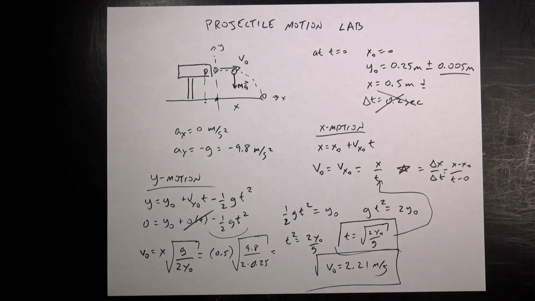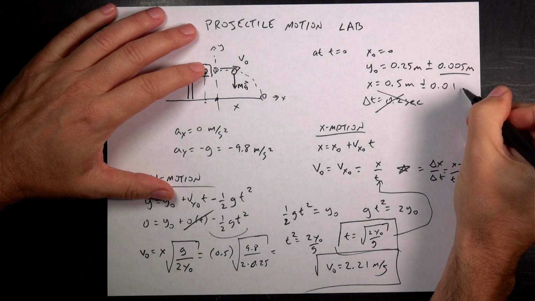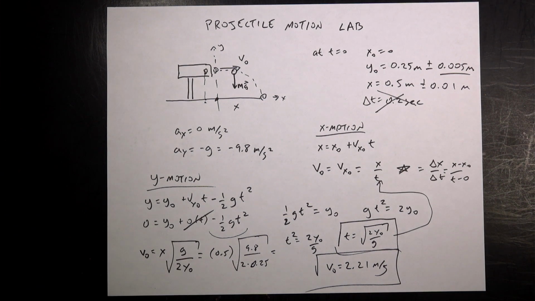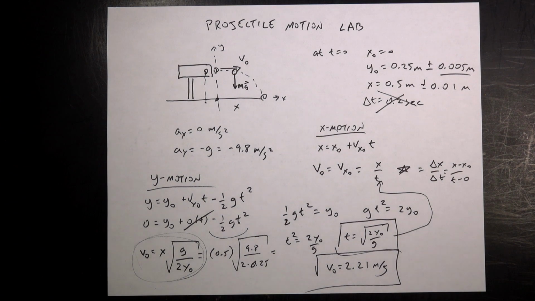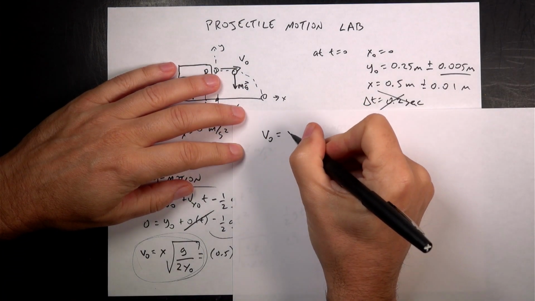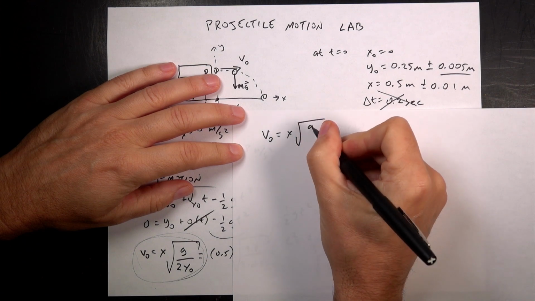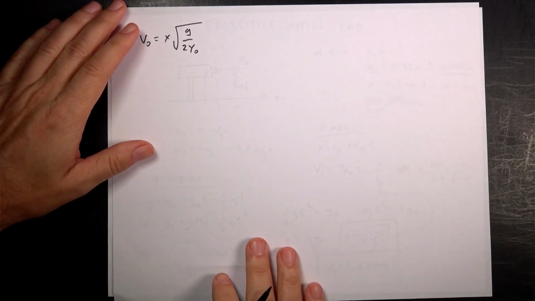So let's say that I'm just going to make up a number here. Let's say 0.01 meters. It's not that, but now let's say I calculate my launch velocity. So, if I go back over here, I'm going to write down the important things. We already calculated that from this. So that is just V0 equals X times the square root of G over 2Y0. I did it all in one step.